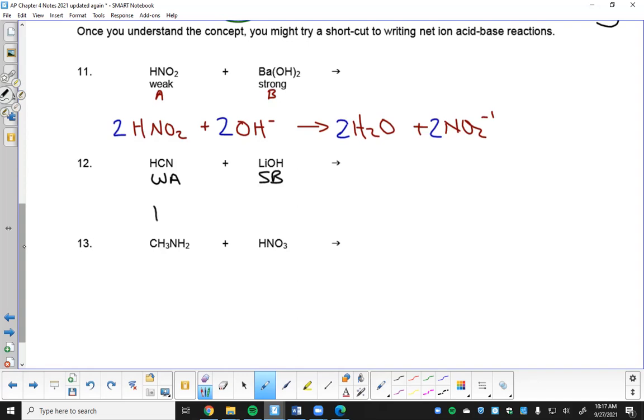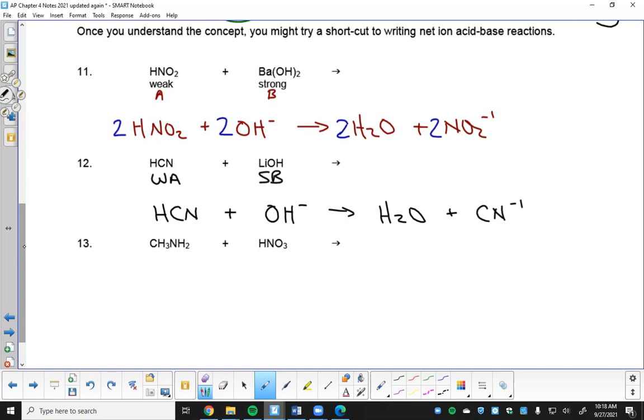Bring down the whole thing for the weak acid, HCN. Bring down the active ingredient from the hydroxide, from the base. Try to make water. We can do it this time. And when we make water, we release the cyanide ion. And we look to see that it's balanced, and it is. So there's our net ionic equation.